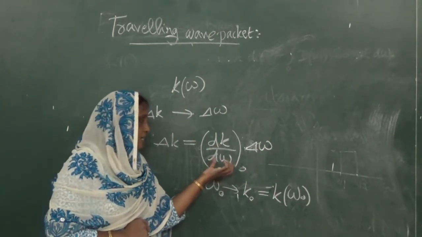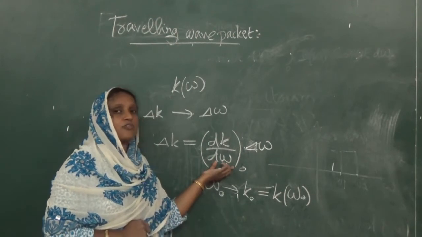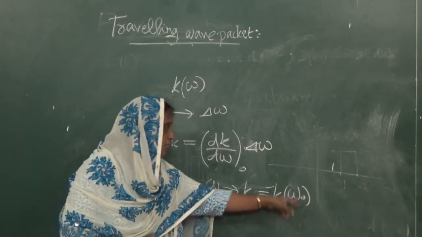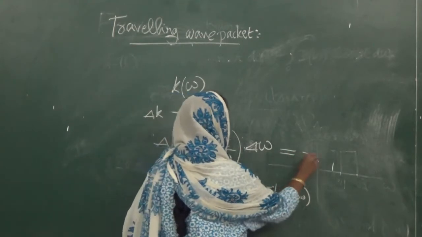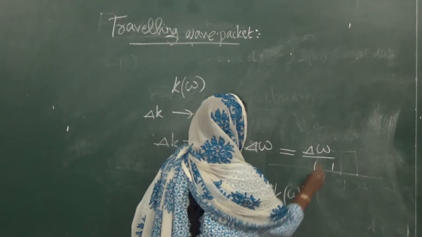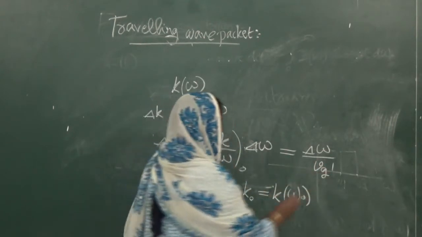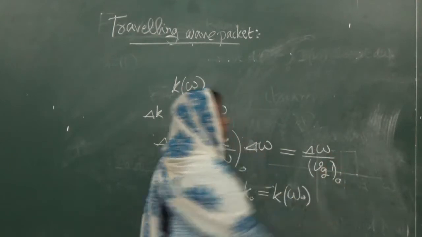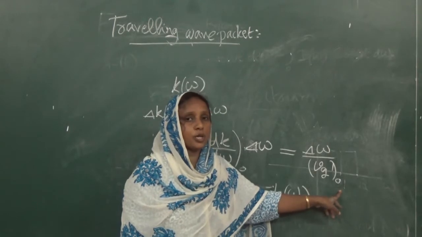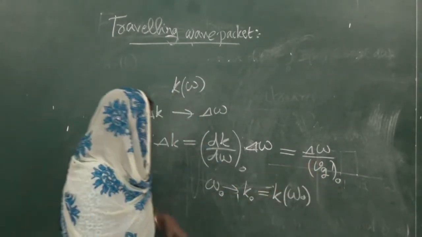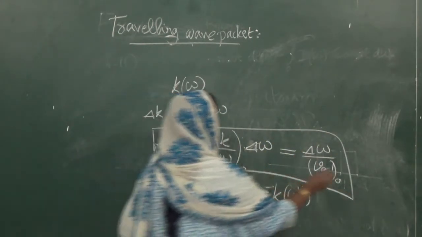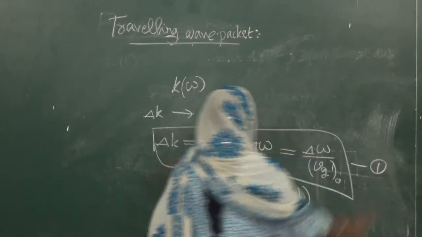This is the inverse of the group velocity of the wave packet measured about the center frequency omega 0. That is, this term equals delta omega by Vg. Vg represents the group velocity around the frequency component omega 0, or the center frequency. So you get this equation. You can call this your equation.